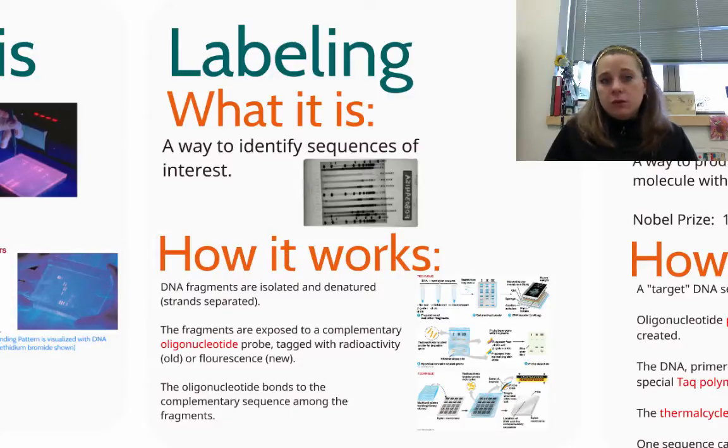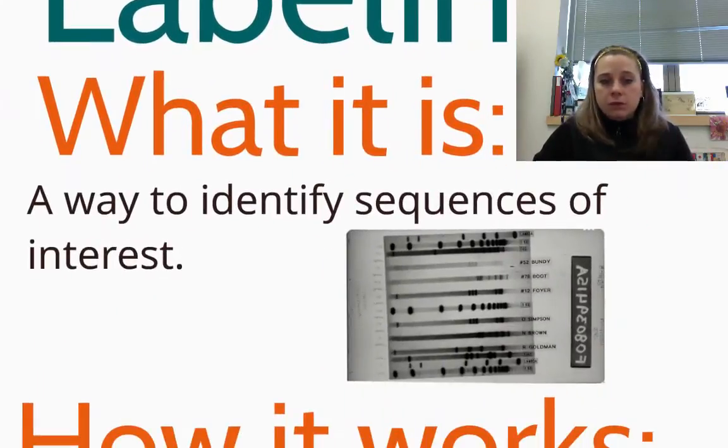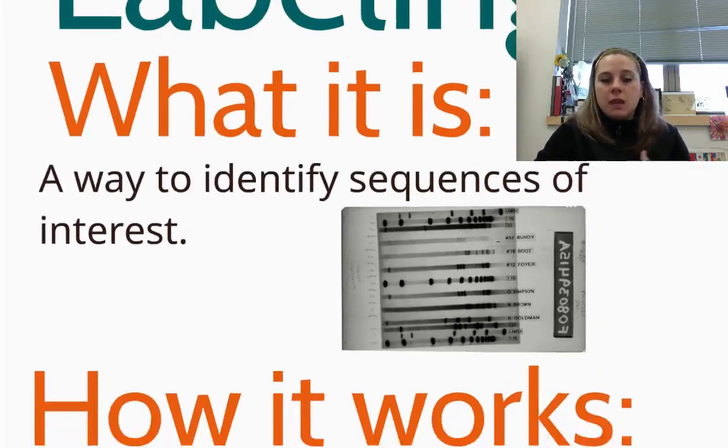So we will be doing electrophoresis as well, and so labeling. This is how we want to identify particular sequences of interest. So that's what we do when we start dealing with labeling. When I want to find out what these actually mean, maybe I use it in forensics, or if I'm trying to find out where samples came from.